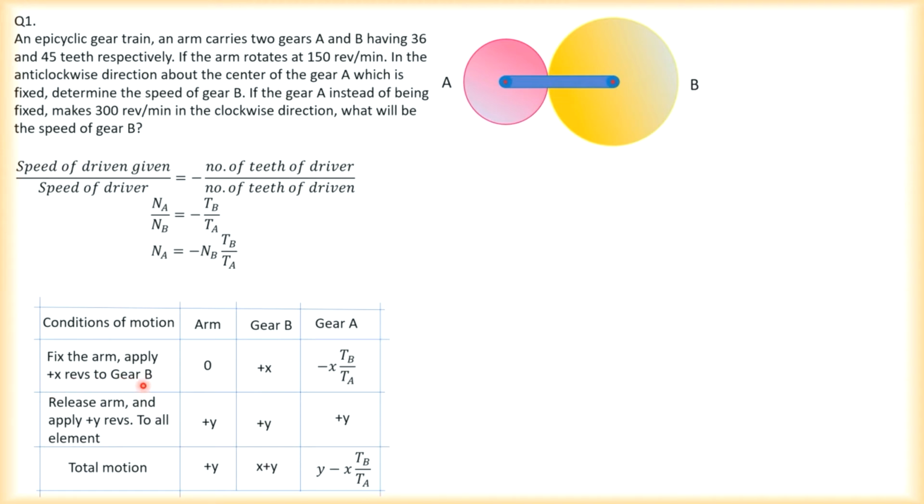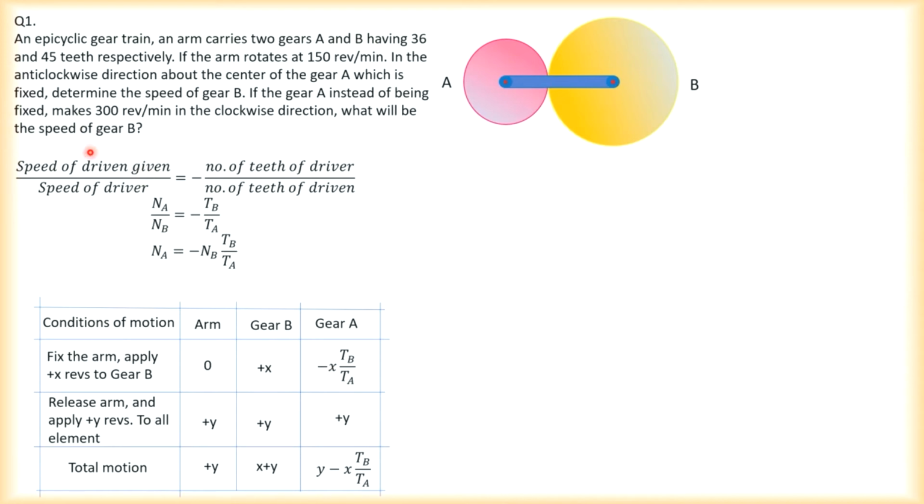So X revolutions to gear B. Then the second condition: release the arm and apply positive Y revolutions to all elements. That is why we have plus Y throughout. And then total motion, you add up the whole row, because you don't have the first row already. So we only consider the second and the third row, which in this case is the first row and the second row. You add up these two, you get Y; you add up these two, you get X plus Y; you add up these two, you get this.